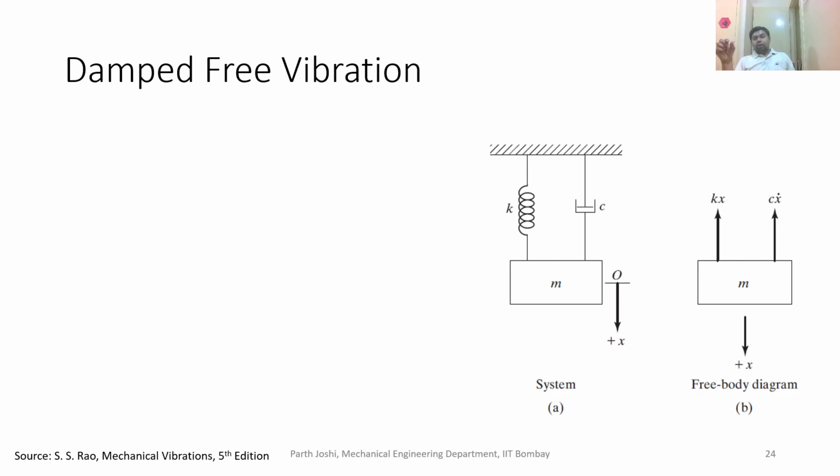The damper symbol is actually like a piston cylinder, where there is a relative velocity between the piston and the cylinder. It is not necessary that one of them should always be at rest; both can be moving. What matters is the relative velocity. The force depends on the relative velocity between the piston and the cylinder, and that is what we call C into X dot. Again, this is another kind of damping model, which we call the viscous damping model.